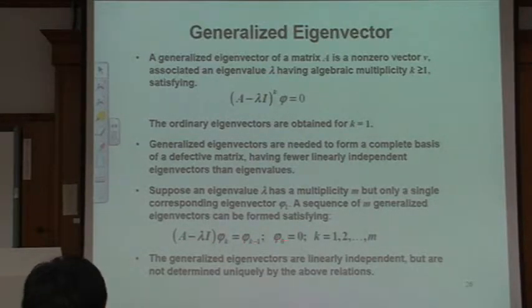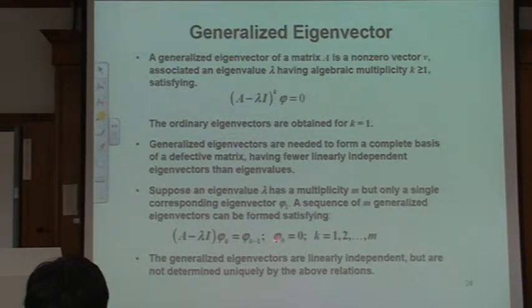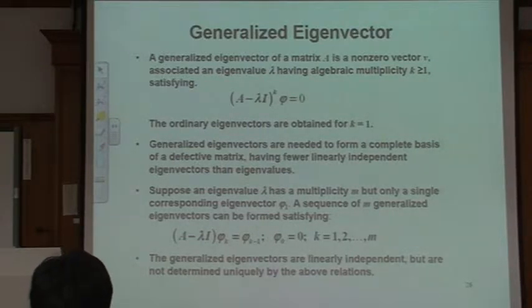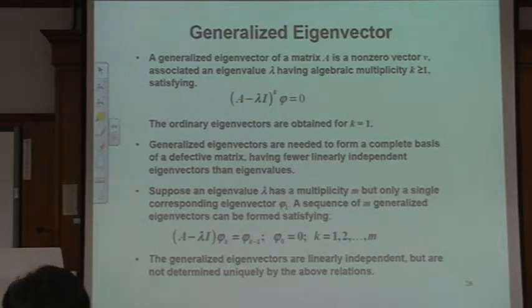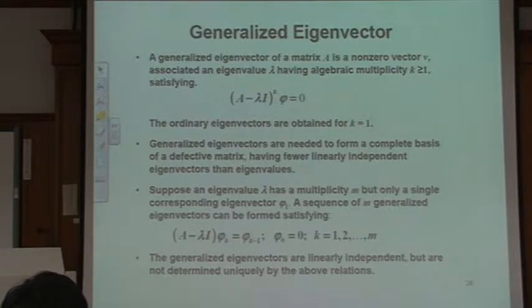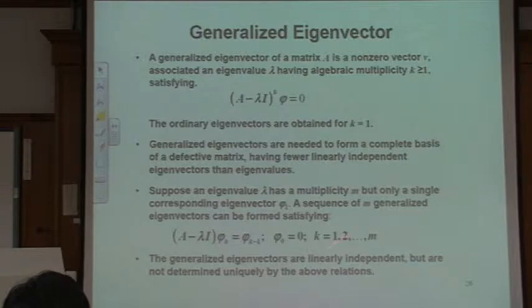Then you try to increase k from 1 to m, so you get a repeated result like here. So actually, if you do it this way, you can find all the rest of the eigenvectors by this equation, and they are all linearly independent.